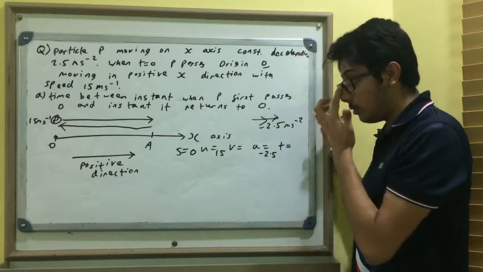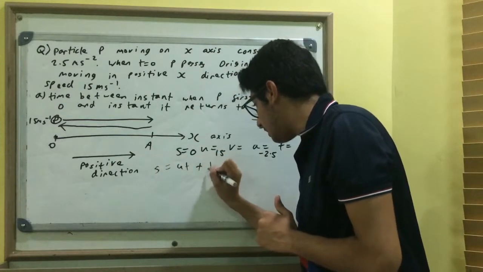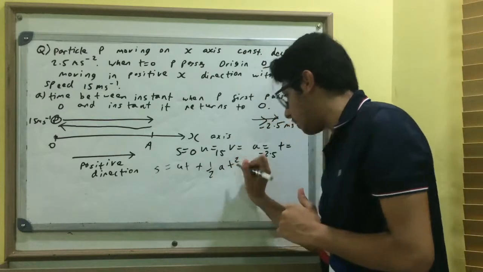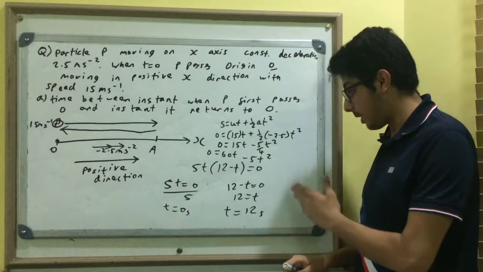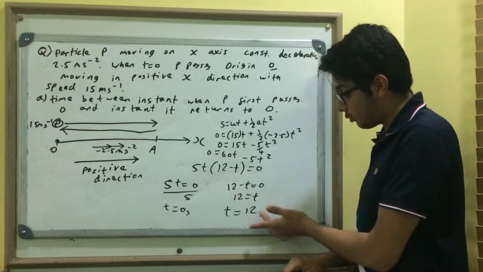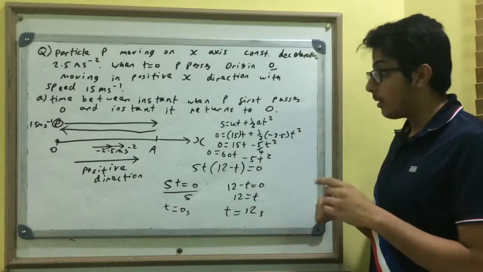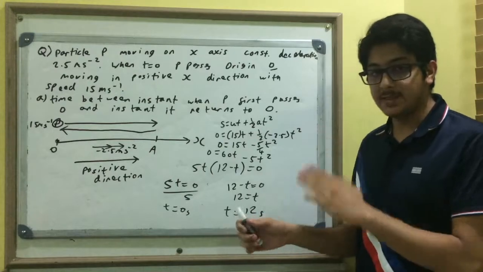So the equation I'm going to use is s = ut + ½at². Do some number crunching, and you will get... As you can see, it turns out to be quadratic, and your two answers for t are 0 seconds and 12 seconds. Why? Well, you put in the value of displacement as 0.